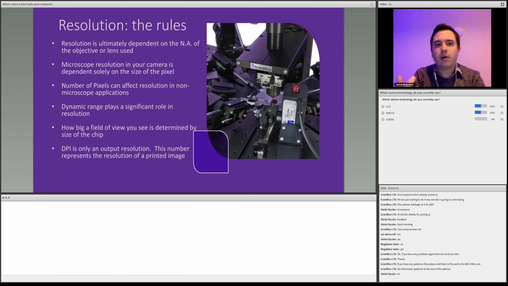So we get to the point where we're asked a lot, well, what's the resolution of that camera? And you start to think about it and talk about spatial resolution. Again, not the number of megapixels. Well, no, the number of megapixels doesn't affect your ability to tell 2 points apart.